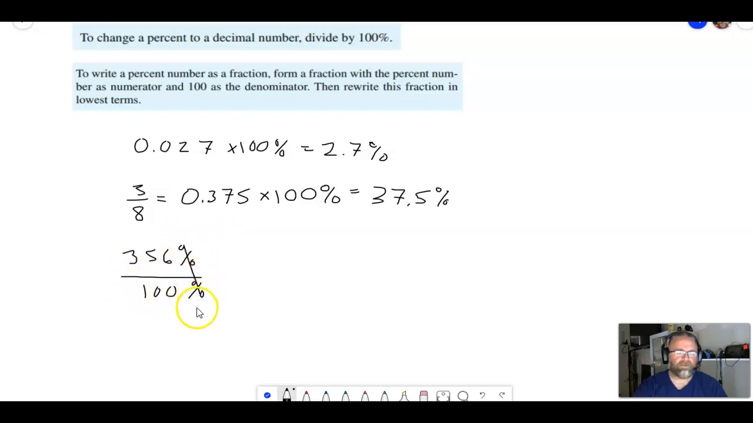Notice the percents will cancel out, so it's just going to leave us a value, and that's going to be 356 divided by 100. Whenever you divide something by 100, you just move the decimal 2 to the left. So this is going to become 3.56.